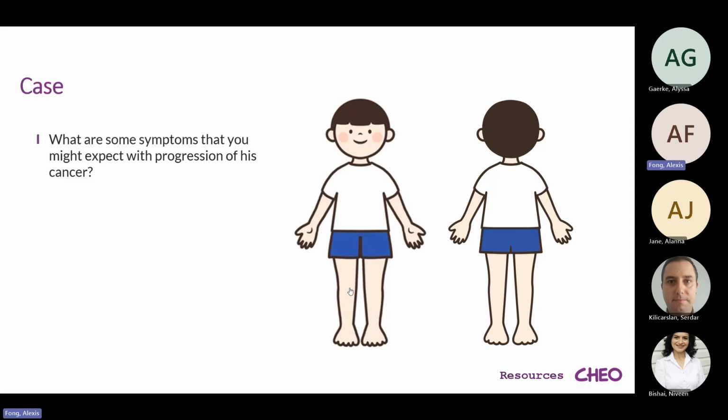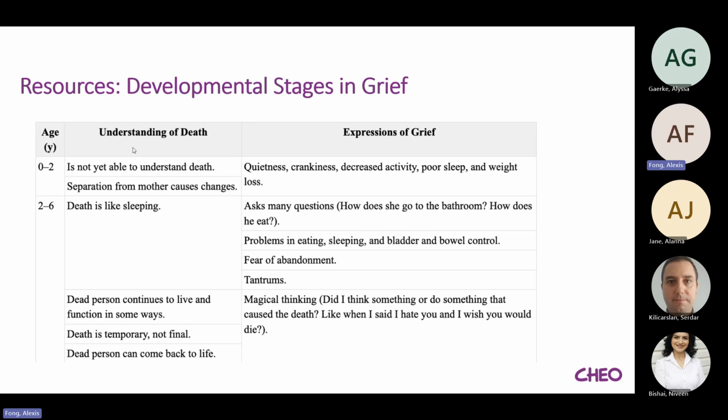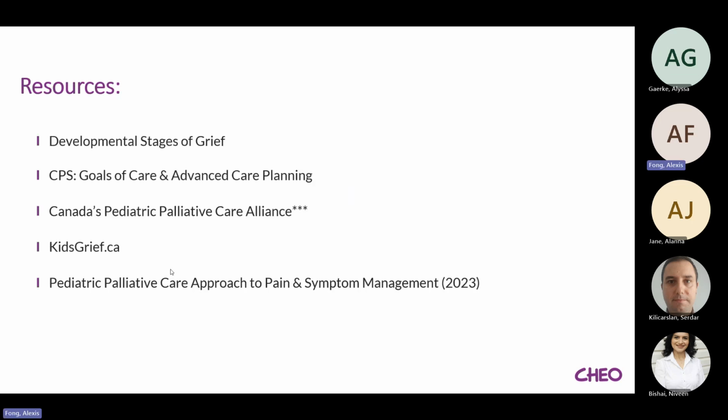There's so many other things that we could talk about regarding potential symptoms, but you folks have been so patient, so I'm going to go to resources. These are all links. So in the slides that you have, if you click, it'll bring you to the appropriate slide. So these are the developmental stages in grief I was talking about, their understanding of grief and expressions of grief. And then CPS, goals of care, advanced care planning. The Canadian Pediatric Palliative Care Alliance recently released their new updated website. I would highly encourage you to go check it out.